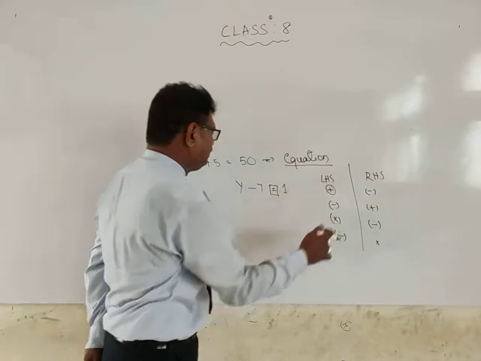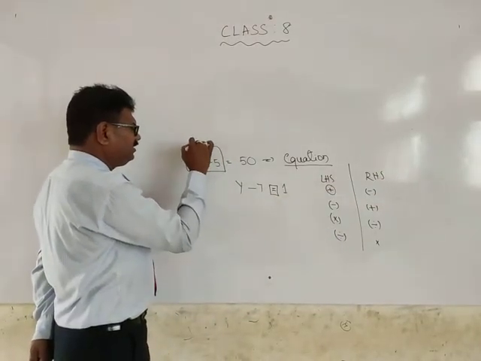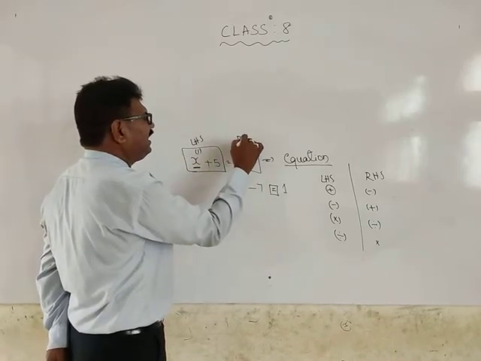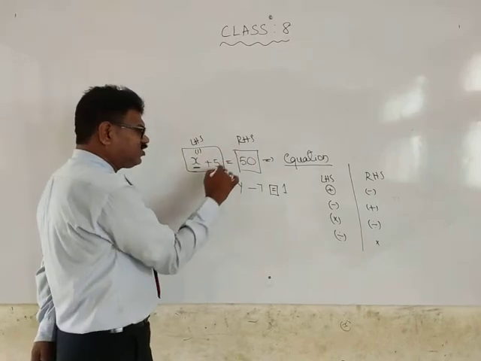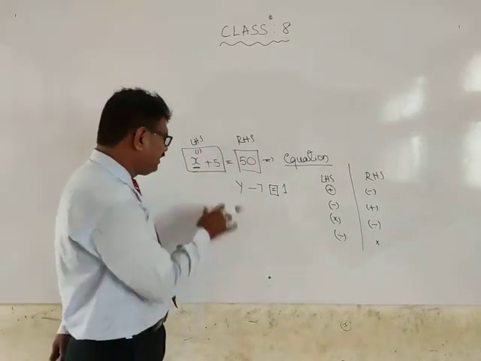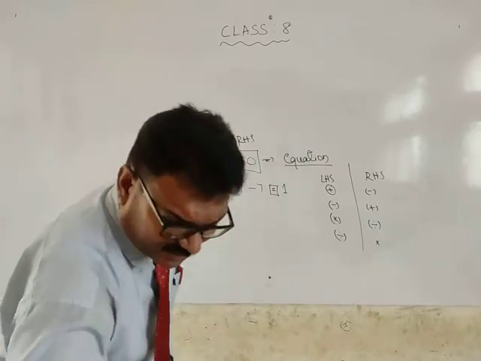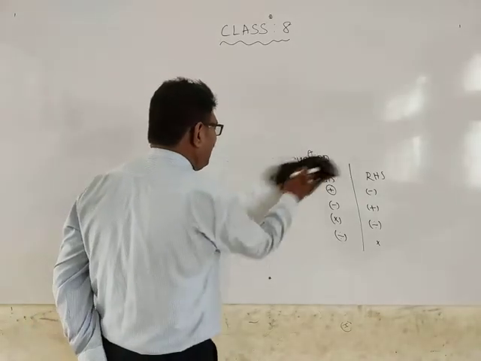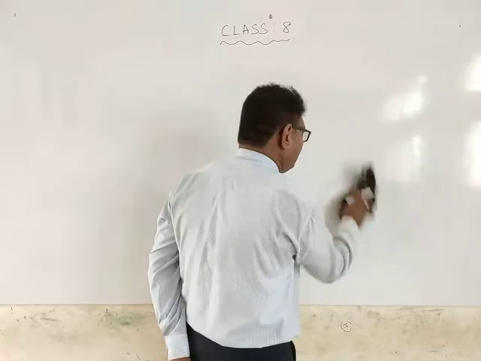LHS and RHS. Where is LHS? This is the left hand side, and this is the right hand side. This is the equal sign. The equal sign means these two both are equal only. Clear? Did you understand? Now we got the equation.